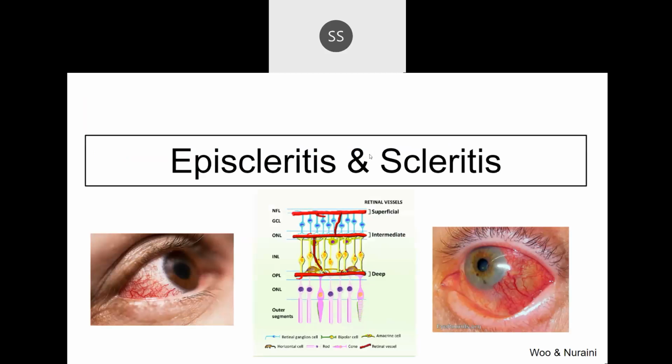Right, next, I will be presenting on episcleritis. So basically, this is a quick clinical differentiation between episcleritis and scleritis.